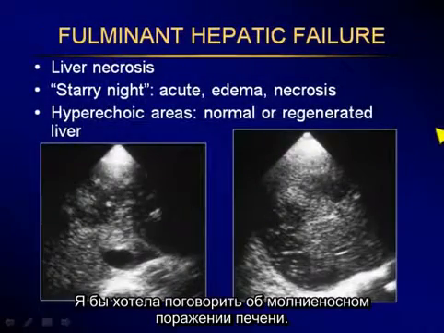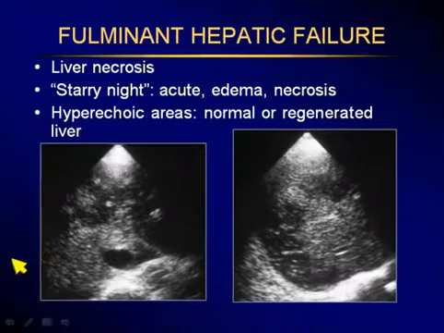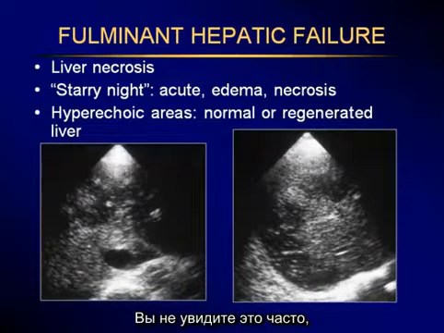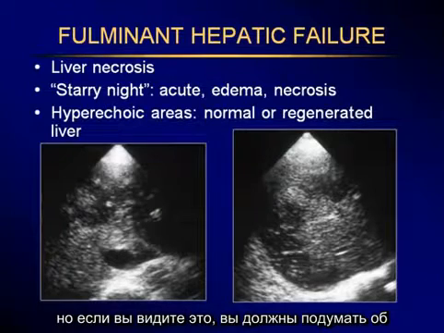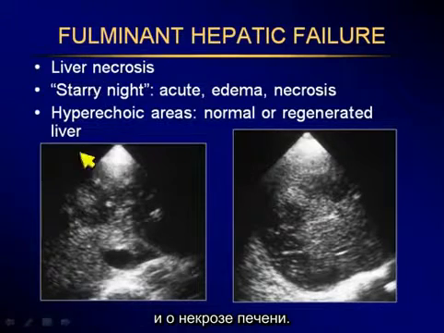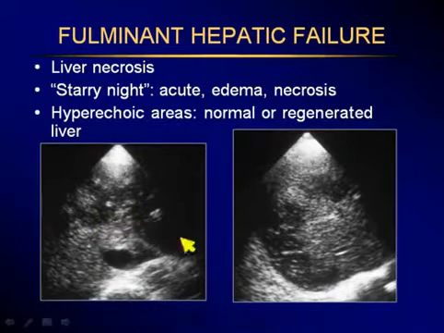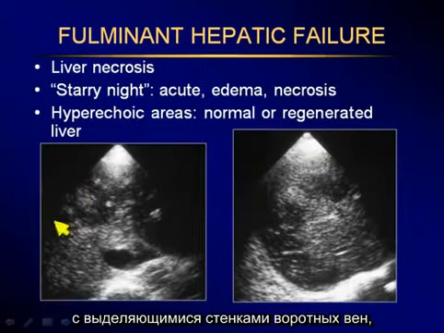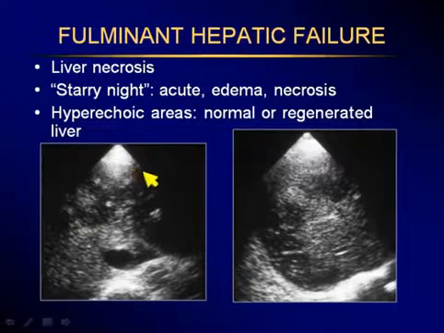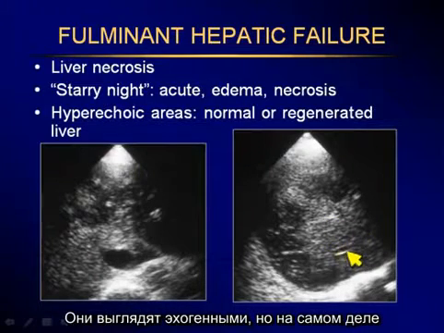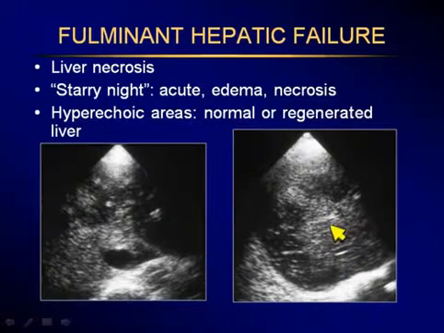I would like to bring up fulminant hepatic failure, because this is something that's very serious but could easily be dismissed or misdiagnosed. You will not see this often, but when you see this, you should think of fulminant acute hepatic failure and liver necrosis. What you'll see is patchy areas of decreased echogenicity with prominent portal vein walls, and areas that look normal. They look echogenic, but they're actually normal areas of liver.